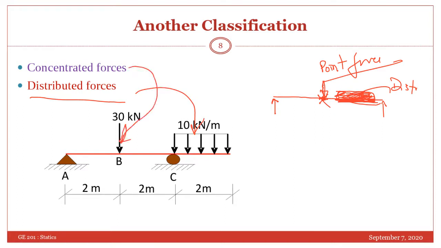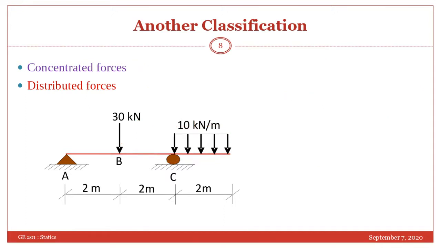And this is the notation by which we show the distributed force. It does not mean it is subject to 1, 2, 3, 4, 5. No, this is simply a way to show a distributed force, that you show the force by arrows close to each other. So this is an example of a distributed force.